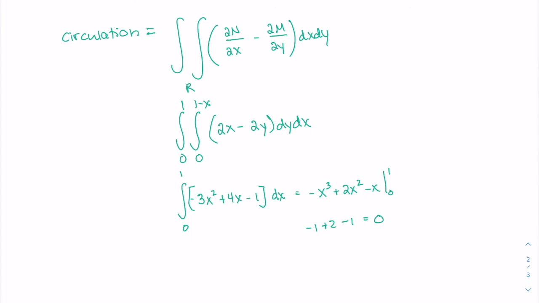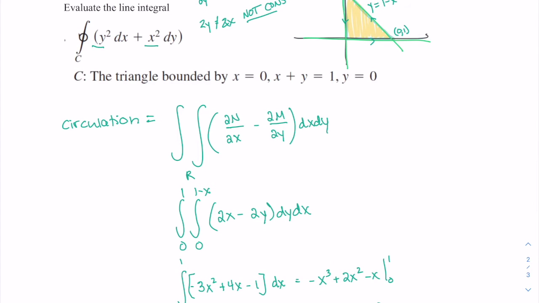Okay, there you go. So the circulation around this path does evaluate to be 0. Now, it doesn't evaluate to 0 because it's conservative. It's actually not a conservative vector field, but it just happens to also have 0 circulation despite the fact that it's not a conservative vector field. So that's just a little interesting as well.